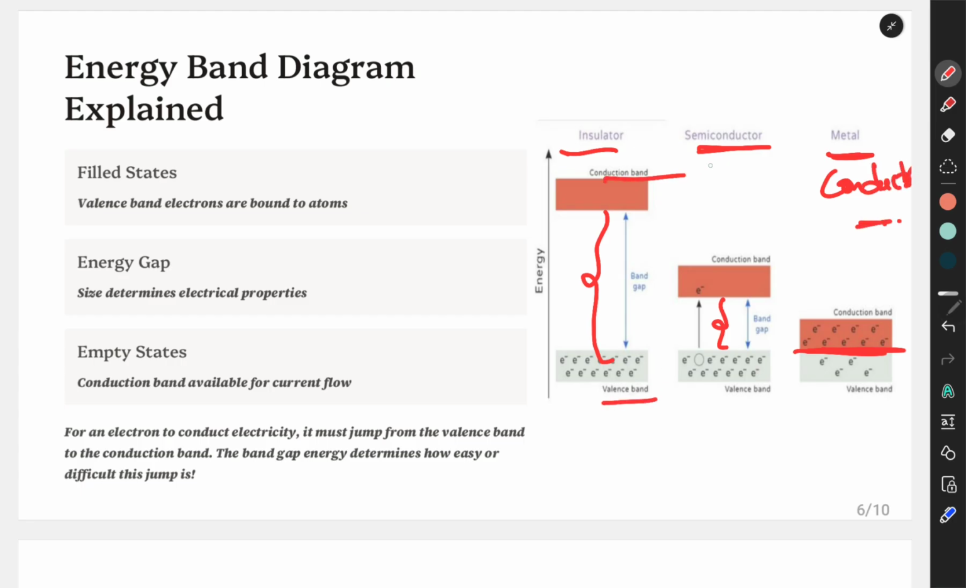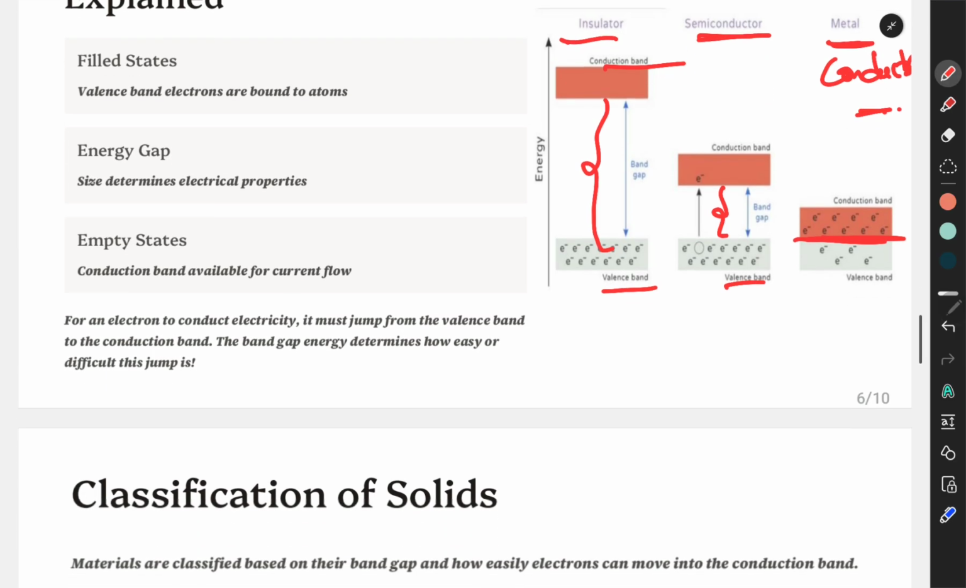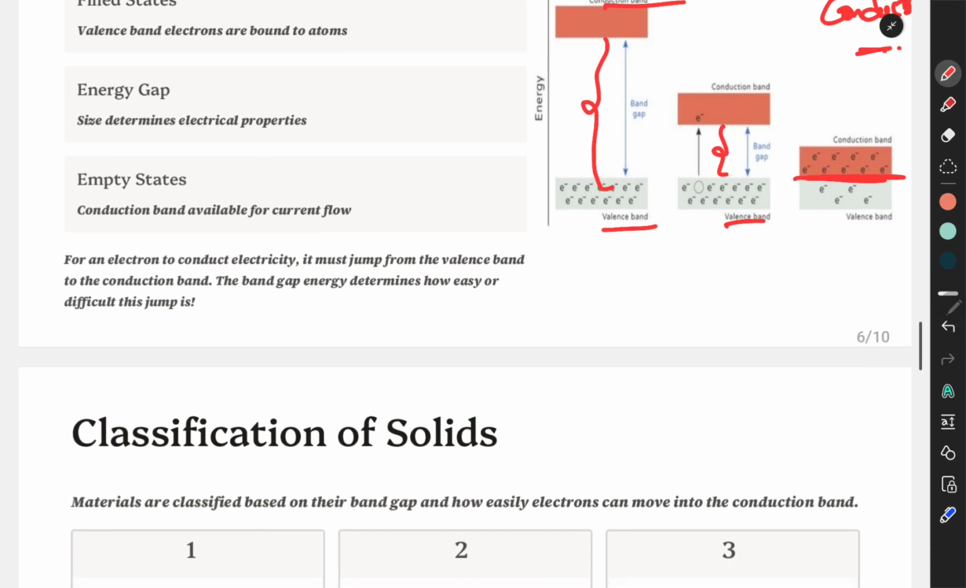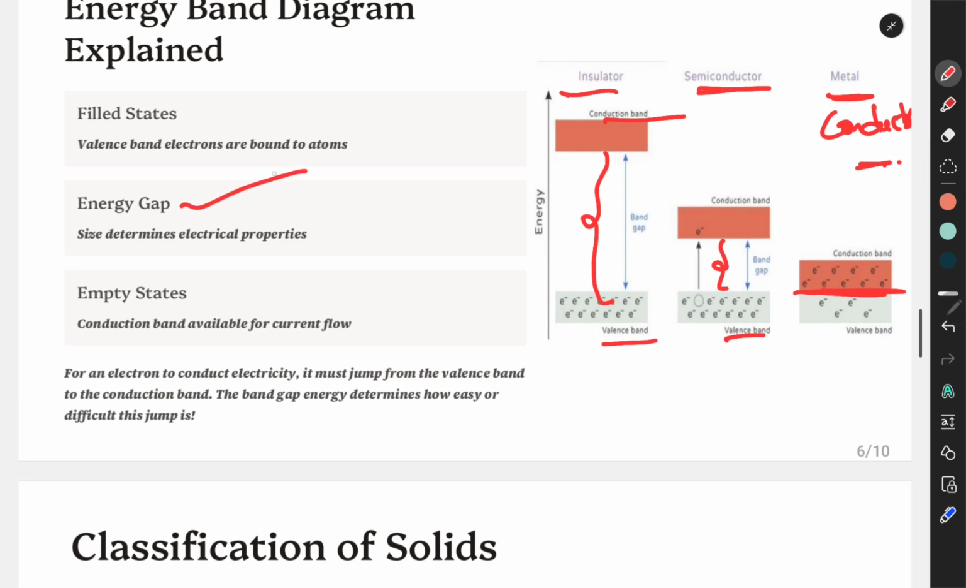So this is a valence band, this is a conduction band. So we can say the size of the energy gap determines whether the material is an insulator or semiconductor or conductor, and it also shows the electrical properties. Based on the material, it will have different electrical properties.